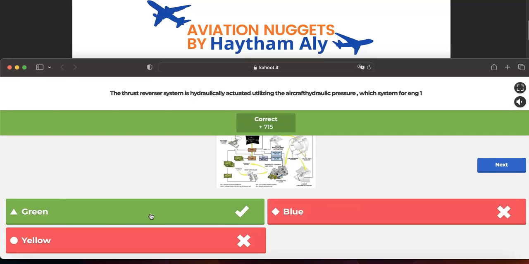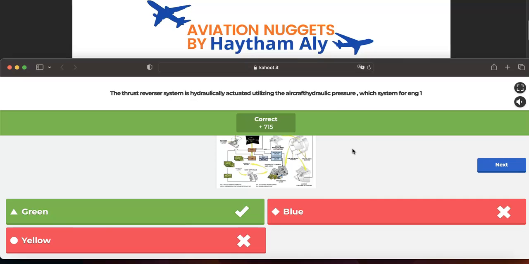The green hydraulic system. I'm sure you remember that the thrust reverser system for engine number 1 is powered by the green hydraulic system. The engine driven pump of engine number 1 for the green hydraulic system is used to power the thrust reverser system for engine number 1. What about engine number 2? For sure it is the yellow hydraulic system. The engine driven pump of that engine supplies the thrust reverser system for engine number 2. So green system for engine number 1 and yellow system for engine number 2 for thrust reverser system operation.